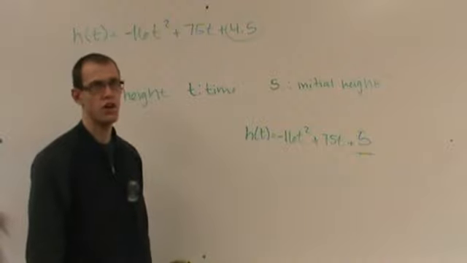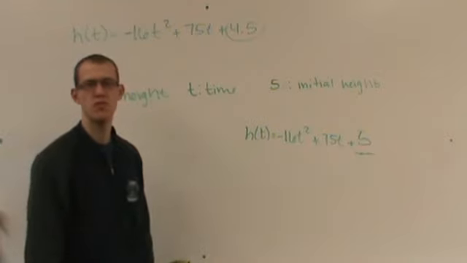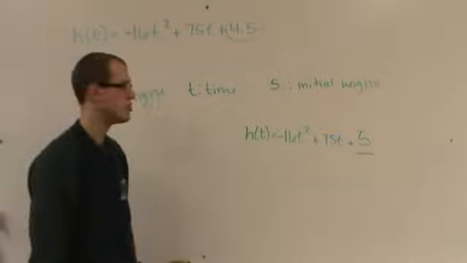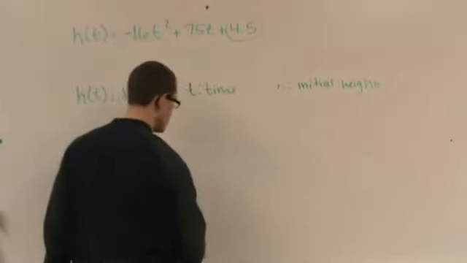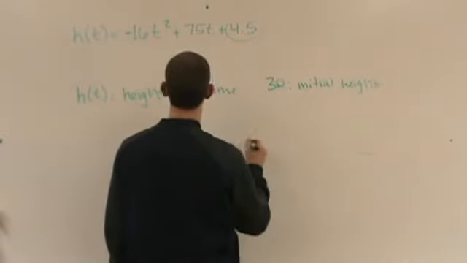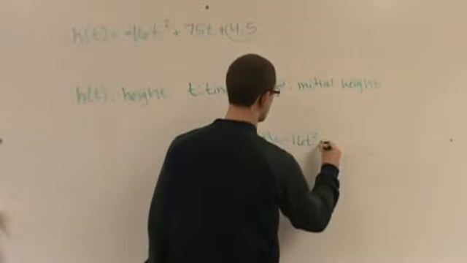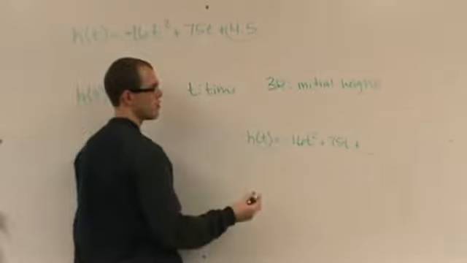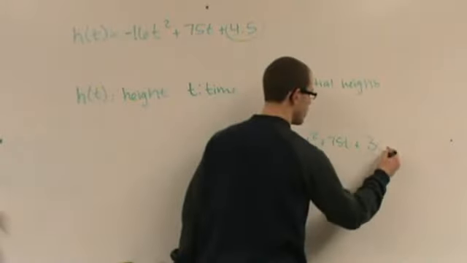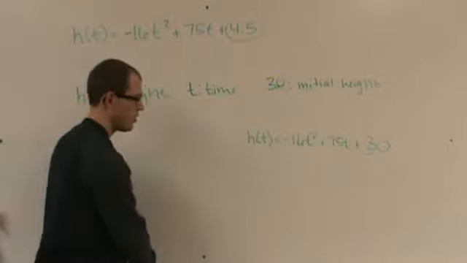Now I'm going to tell you, we're going to start off the top of a building. Our initial height is going to be 30 feet. Okay? That might be close to a 3-story building. 30 feet. So our initial height of 30 feet, how's that going to change our equation? We're just going to write h of t equals negative 16t squared plus 75t plus our initial height, which goes at the very end. That's the 30. Right there. Okay. All right.